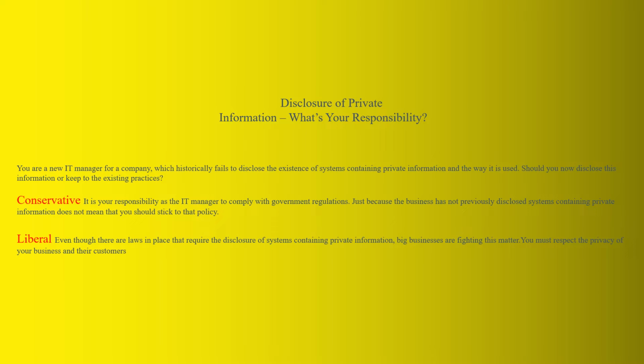Liberal. Even though there are laws in place that require the disclosure of systems containing private information, big businesses are fighting this matter. You must respect the privacy of your business and their customers. There are contradictory rules regulating such disclosure of information. Some businesses opt toward rigid alignment with the newest privacy laws, whereas others are fighting to protect the systems with private customer information.